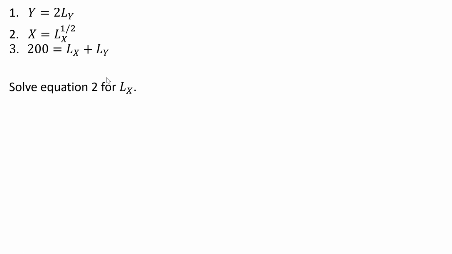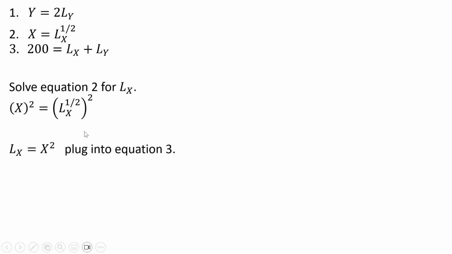First thing we're going to do, we're going to solve equation 2 for L, or L subscript X. So we're going to take this middle equation here and solve it for L. So we're going to take the square of both sides. Doing that, L equals X squared. We're going to plug this result into equation 3. So where we have L subscript X in equation 3, we're going to replace that with X squared. So upon substitution, we have this result.